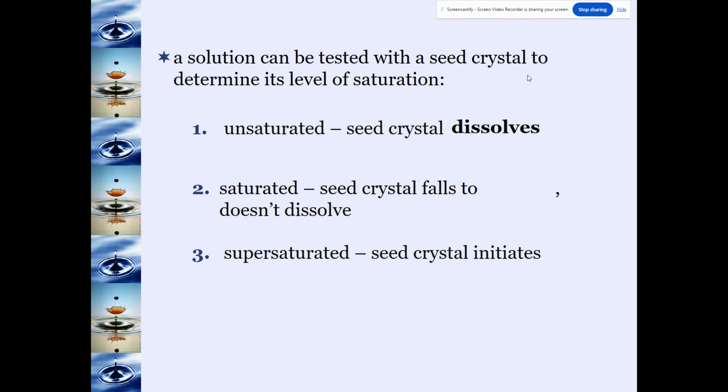If the solution was saturated, the seed crystal will just float to the bottom or float on top, I guess depends on the buoyancy, but it usually falls to the bottom and doesn't dissolve. But if it was a supersaturated solution, the seed crystal initiates rapid crystallization, where the whole thing forms one big solid ice-like crystal, but it's one big solid chunk.